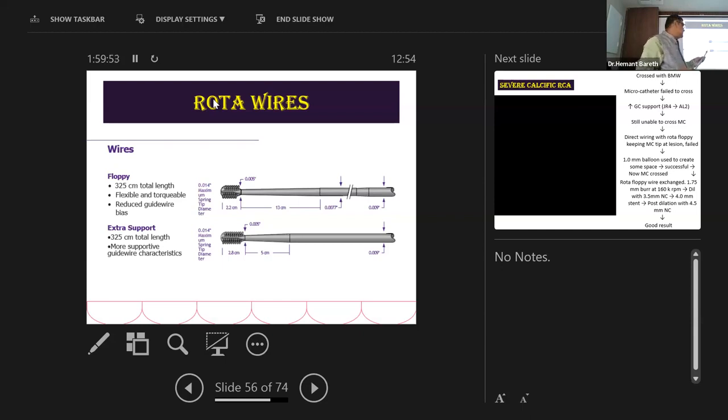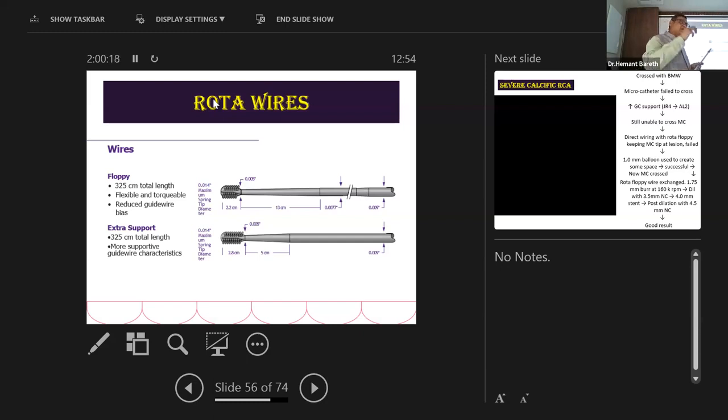Problem with the rota wire is that it is all steel wire, and there can be wire bias, because there is no coil in this wire. So the problem is that it may not take bends. So if it is a straight calcific lesion, you can pass this rota wire. If there is slight tortuosity, the rota wire may cause perforation because it does not take even a slight bend.